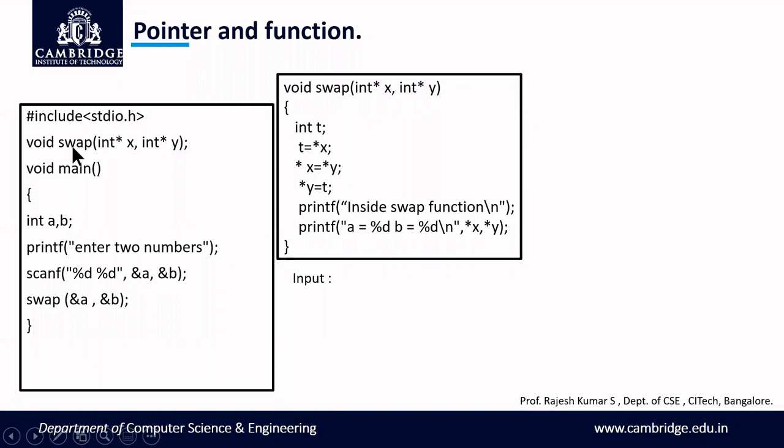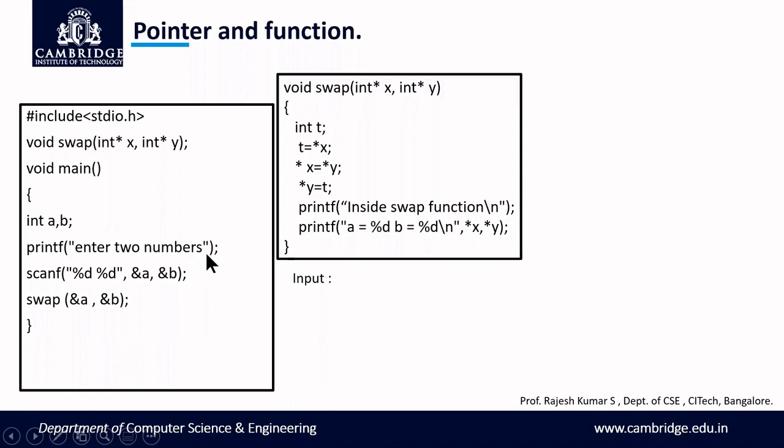We have declared a function called swap, void swap, with two parameters or arguments. X and Y are the parameters which we are passing, and these are of the type pointers. We start the program from void main. When the program gets executed, you can see that A and B are the two variables declared inside the main function, and the user has been asked to enter two values.